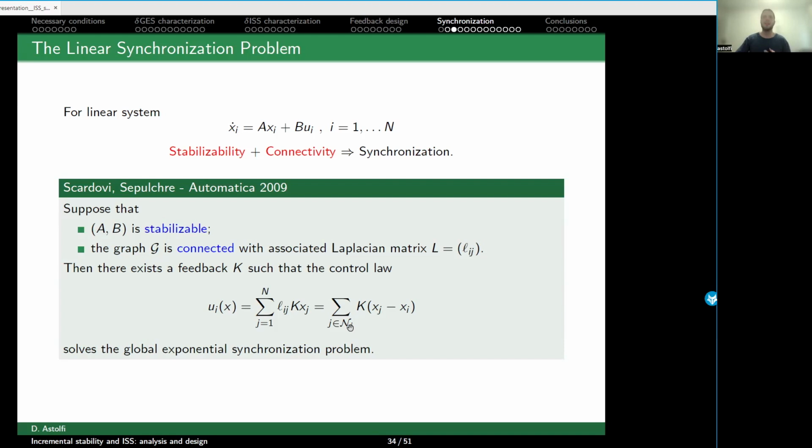So this calligraphic Ni is the set of neighbors of the agent i. And so you take the difference between xj and xi, so any two dynamical agents that are communicating, you take the difference between the two states, and when you sum it, this gives you your control feedback action. And this solves the global exponential synchronization problem.